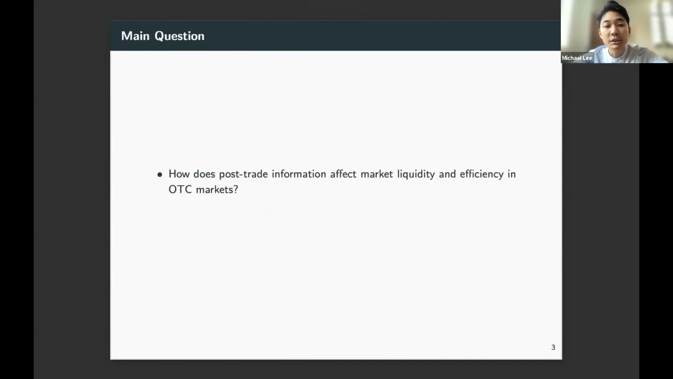So the main question of this paper is to think about how the availability of post-trade information affects market liquidity and efficiency in these OTC markets, where we have dealers intermediating liquidity for clients and also trading with each other. And actually, the next question on top of this is to also consider the strategic sale of post-trade information by private platforms.